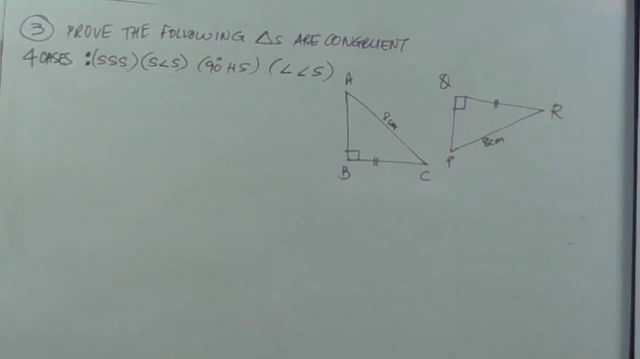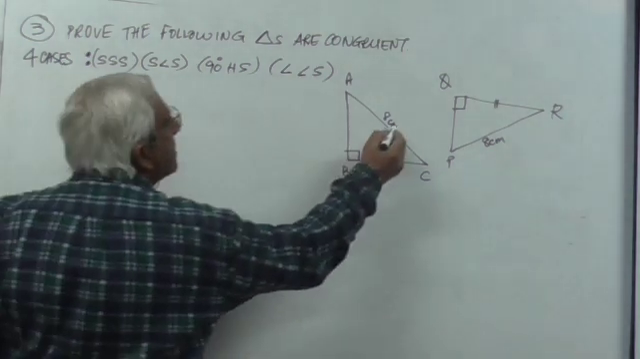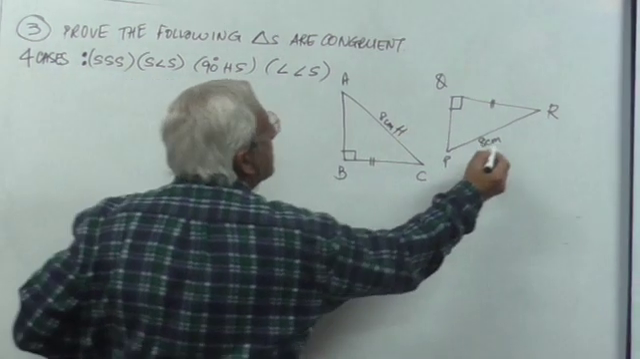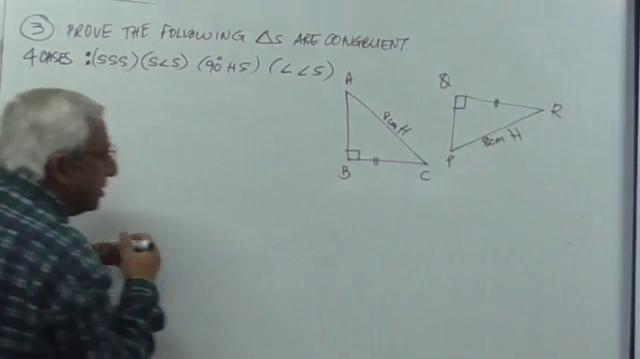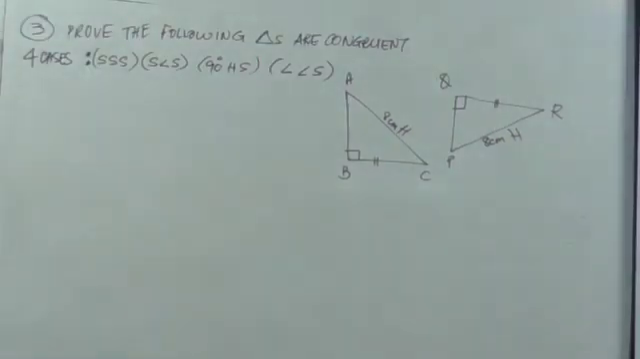What I'm going to do is write H where the hypotenuse is. So that's the hypotenuse, that's the hypotenuse. And then we find that one side of this triangle is equal to one side of that triangle. So we ask ourselves, which case of this is it?